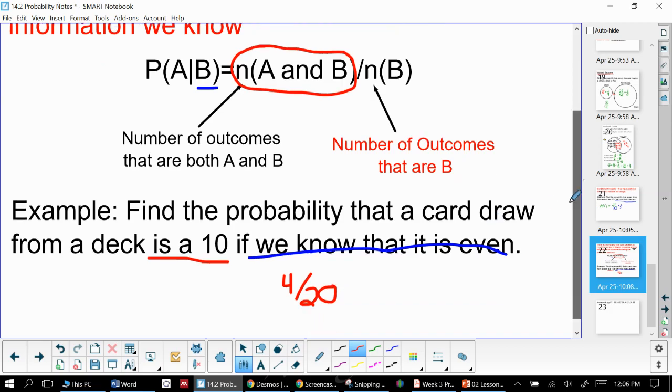The big thing here is when you're doing these kind of questions, still just think about them like normal probability. What's the number of ways that this thing can happen over the total number of possible ways? Just take into account the additional information that they give you.